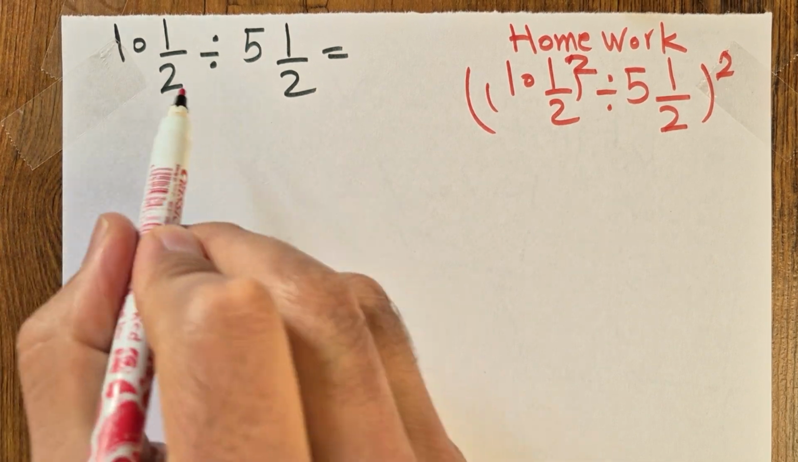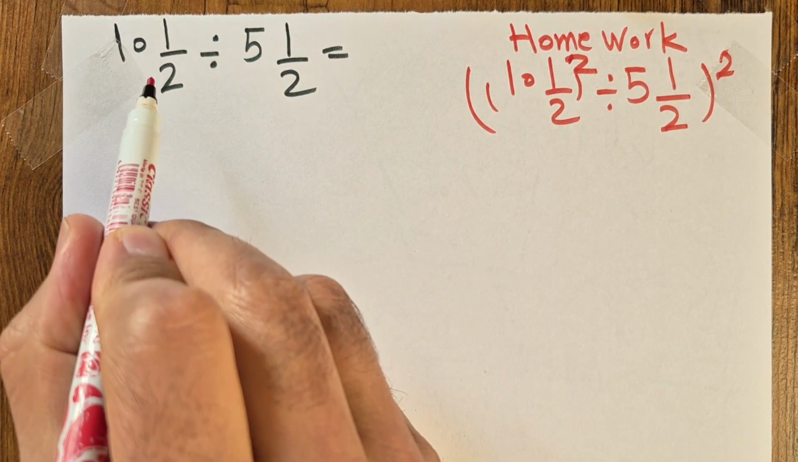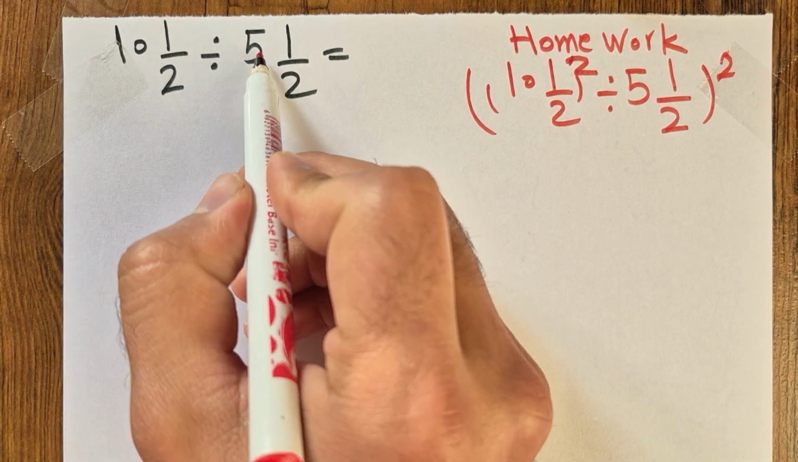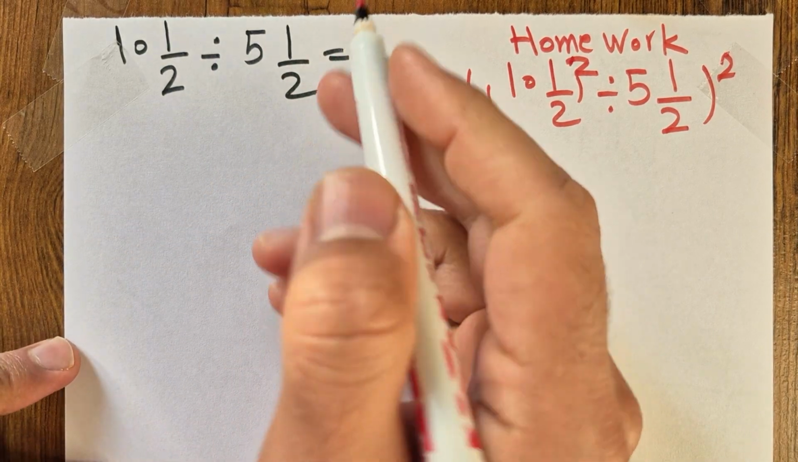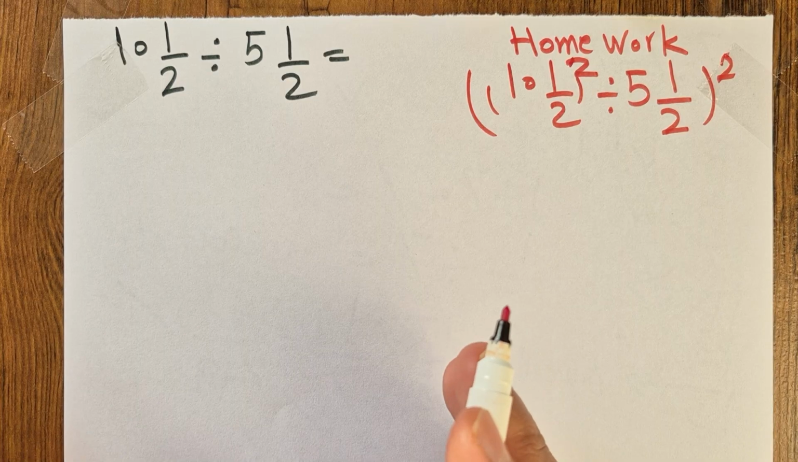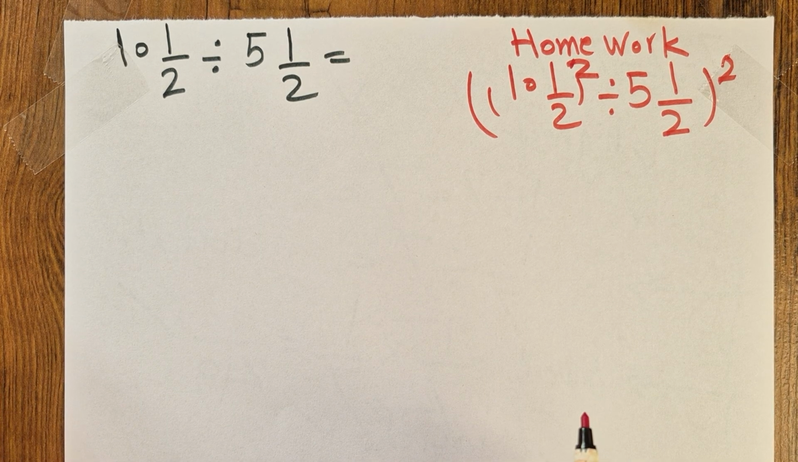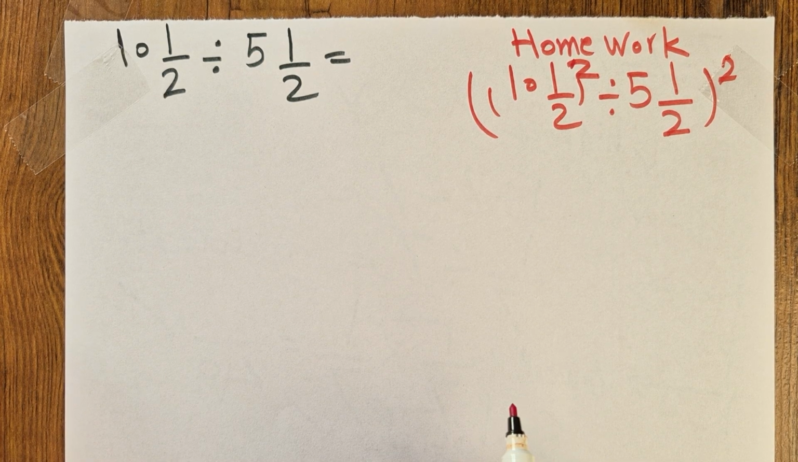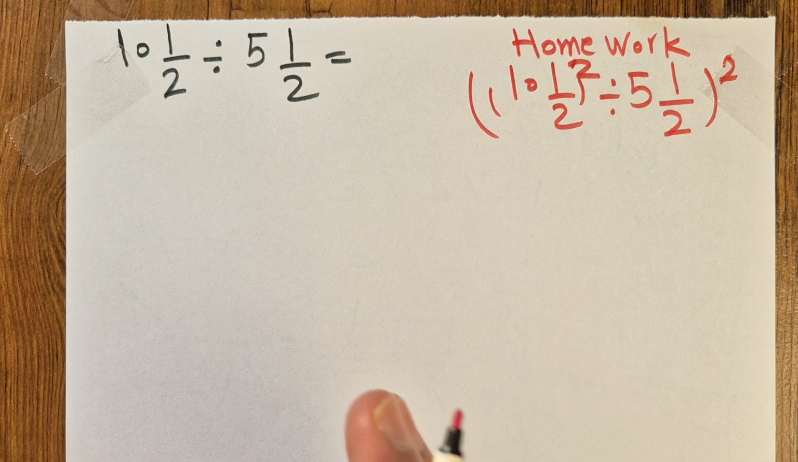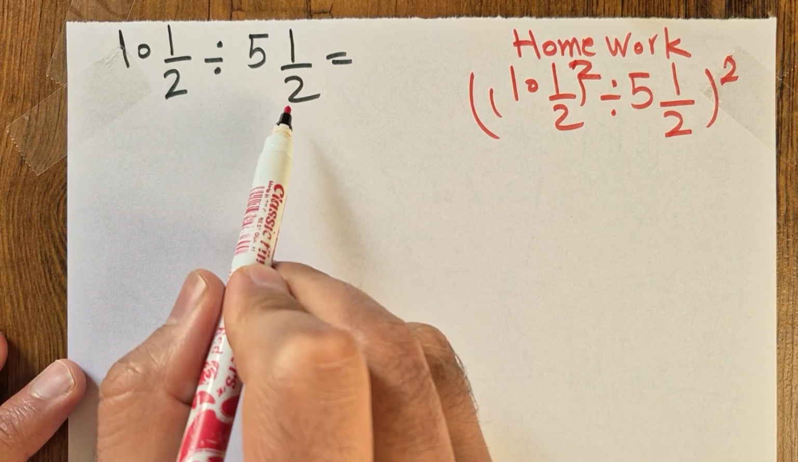What's the value of this expression? 10 and 1/2 divided by 5 and 1/2. Whenever you have orders of operations, you must learn the international convention and rule, which is called PEMDAS. So let's see what PEMDAS is at first, and then we will do this together, okay?